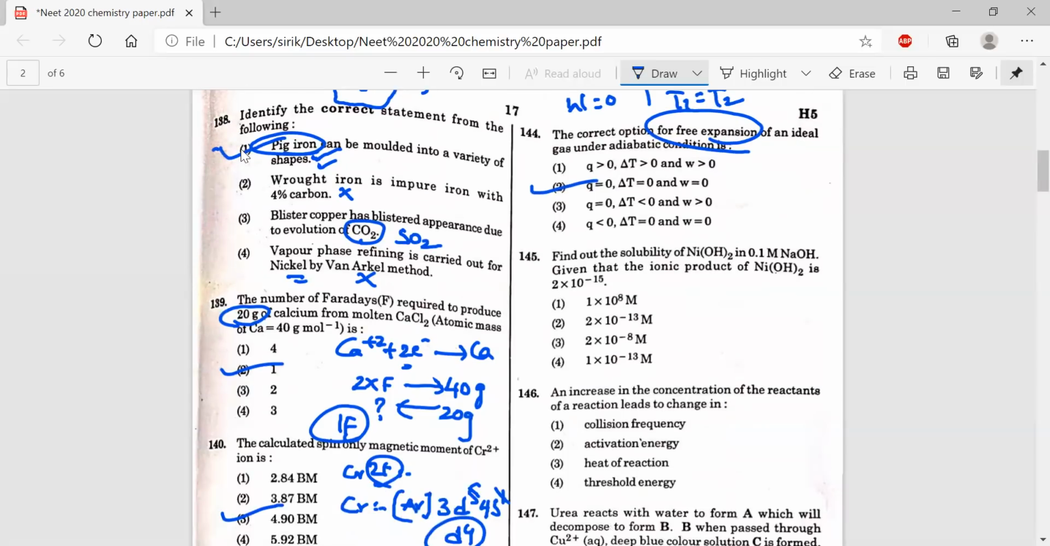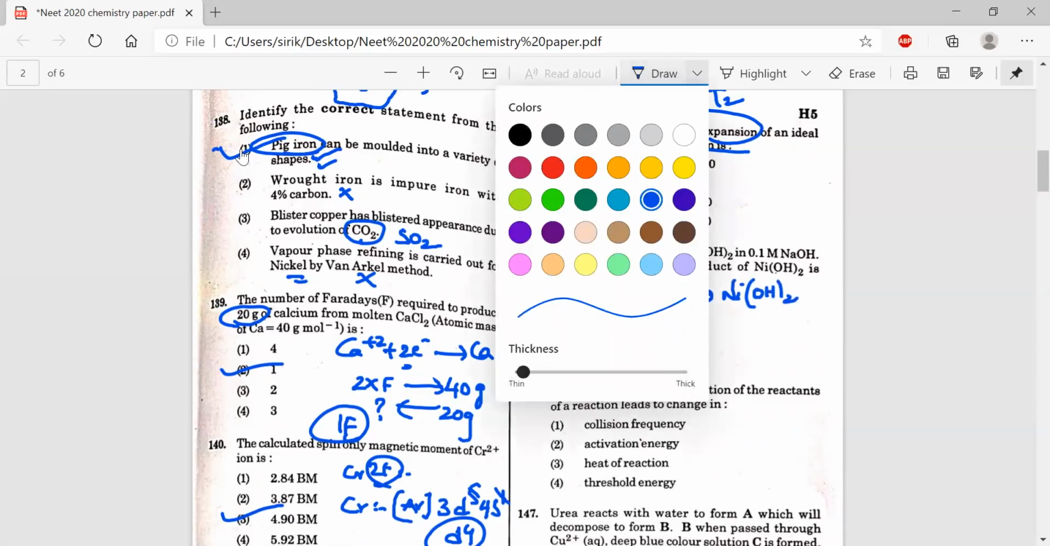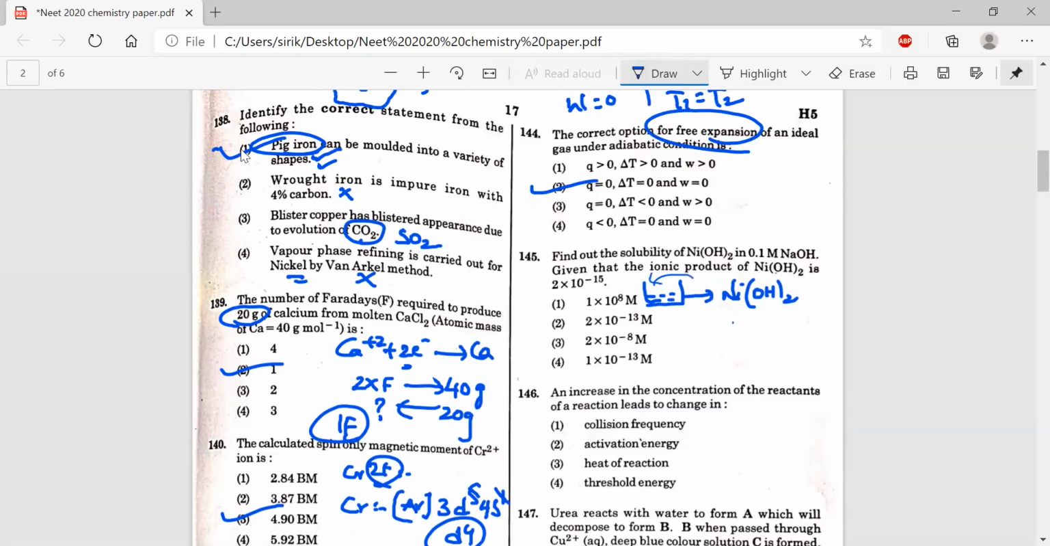And coming to 145, here we have a solution of Ni(OH)2, nickel hydroxide. In that solution we are adding NaOH. Here Ni(OH)2 dissociates into Ni2+ and 2OH-. So in this solution, the solubility let us take S, and the hydroxide will be 2S. But we are adding NaOH, whose concentration is 0.1, so it is giving 0.1. And coming to the Ksp value, it is very low.